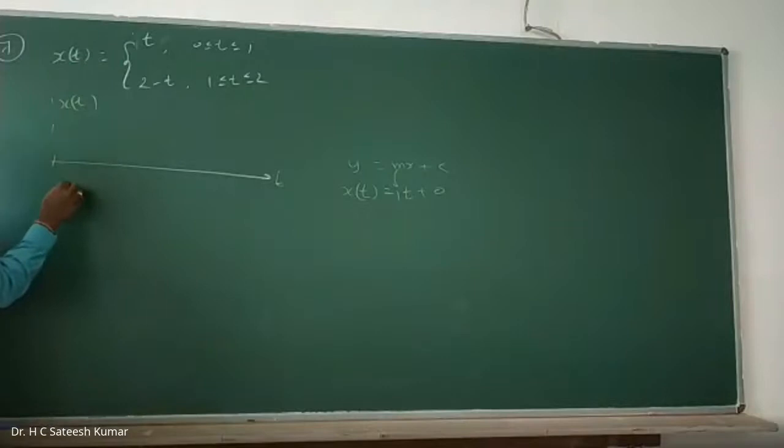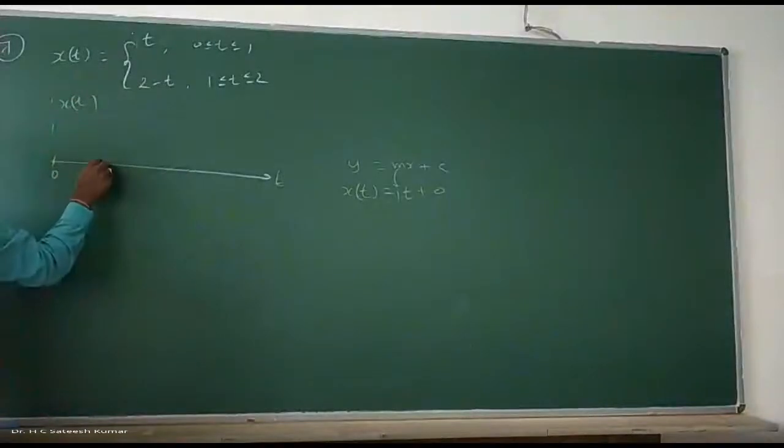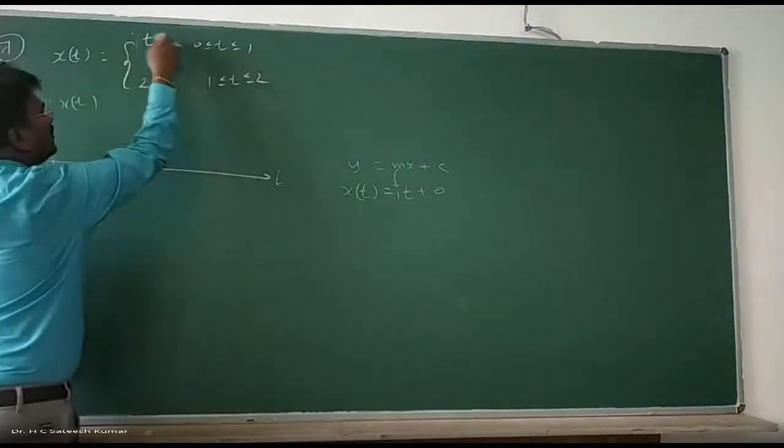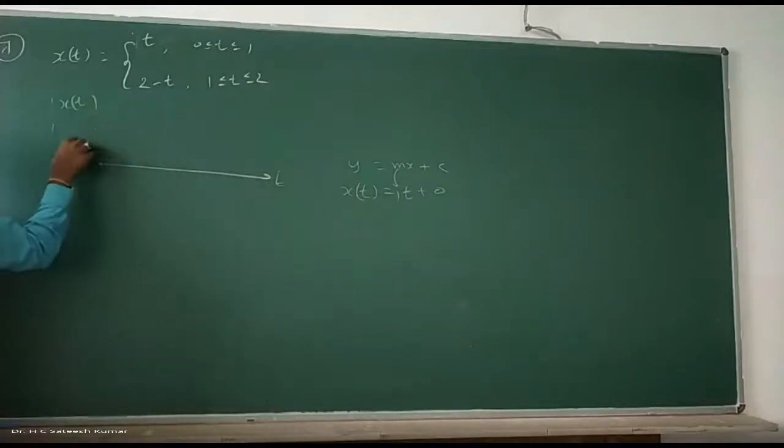So what can you understand from this? Put the values and join. At 0, its value is 0. And at 1, what is the value? Put t is equal to 1, you will get 1. Therefore, it is a straight line passing through origin up to 1.